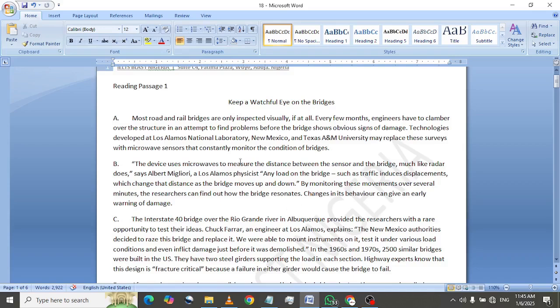So today we'll be looking at a question type that says, keep a watchful eye on the bridge.